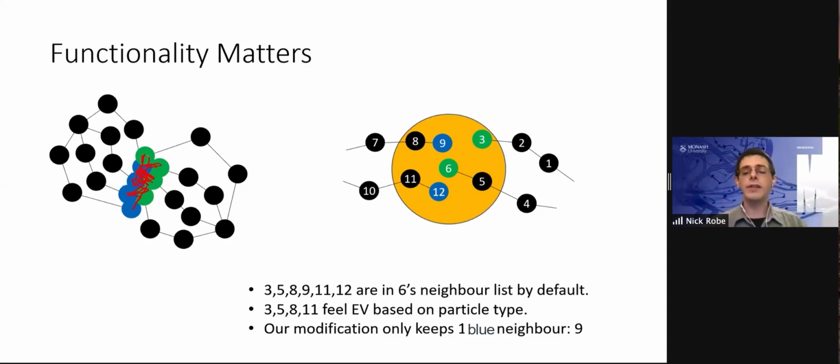To actually achieve this in simulation, we have to modify our neighbor list a little bit. So if we were looking at bead 6 here, it automatically feels the excluded volume interaction with all the black beads and any other green beads that are nearby. But if there are multiple blue beads nearby, then we only calculate the associative interaction for one of those beads, and the rest just feel the excluded volume interaction.